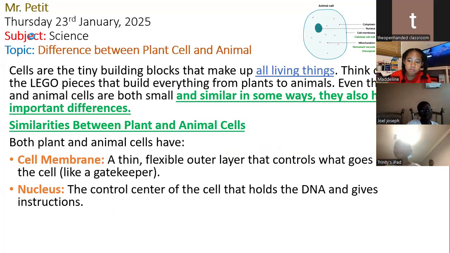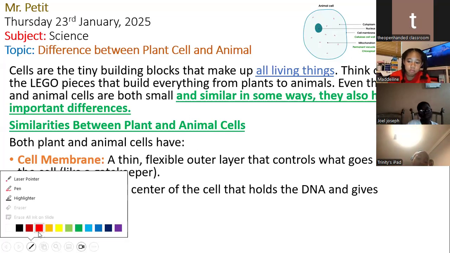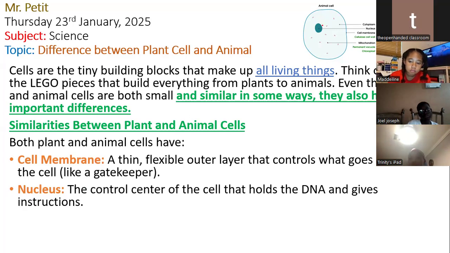So we have the animal cell and we have the plant cell. So the nucleus, right, is going to be this structure right here. That's the nucleus. And the nucleus on the plant cell is also going to be right here.